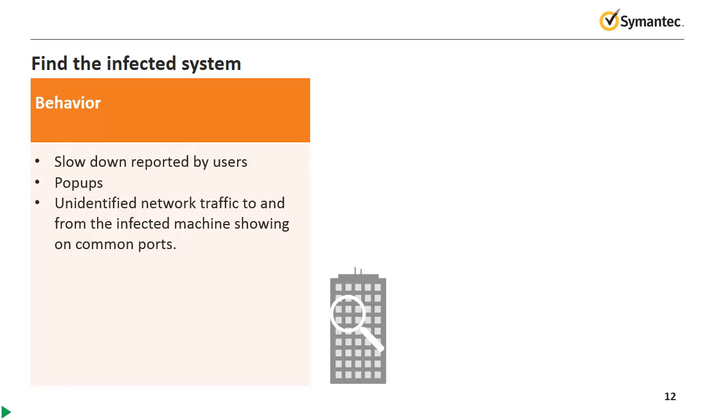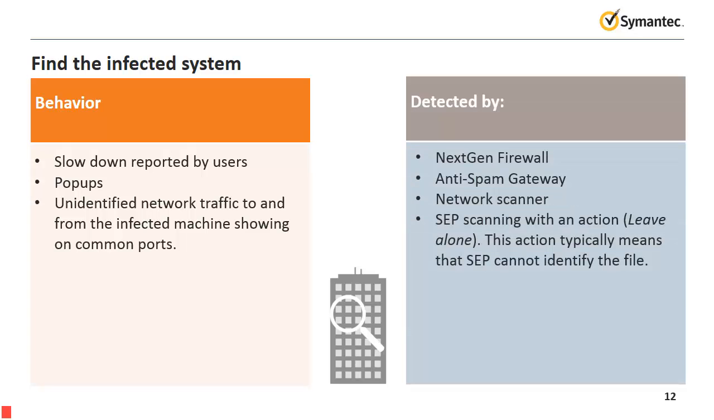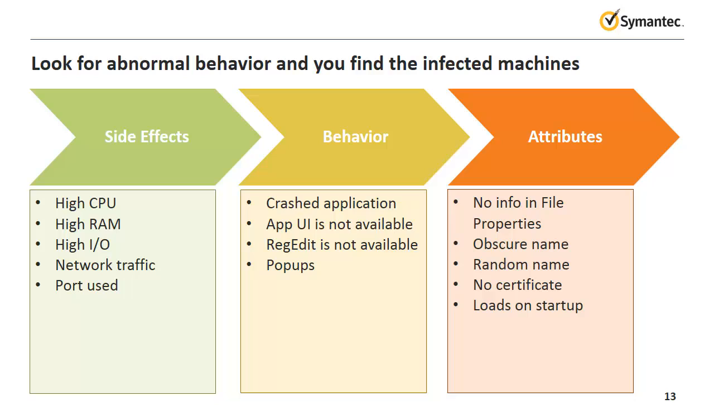Next, find the infected system. SEP or other networking devices may have detected the threat. You can also identify infected machines by reviewing side effects, behavior, and attributes of the abnormality.